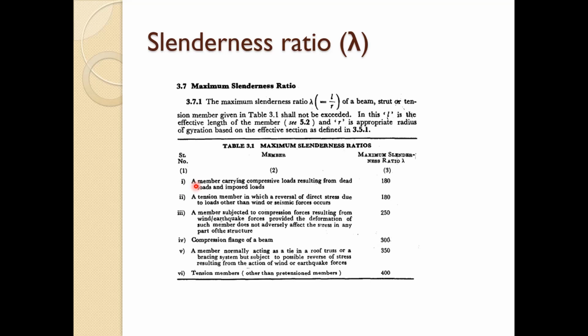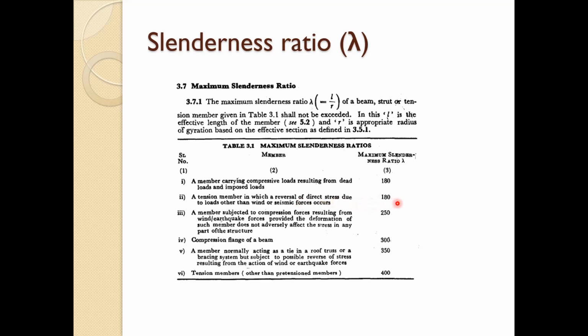So in order to provide rigidity to prevent undesirable lateral movement or excessive vibration, design specifications usually contain a limiting slenderness ratio for tension members also. In table 3.1, item 2, that is a tension member in which a reversal of direct stress due to load other than wind or seismic force occurs, the maximum slenderness ratio given is 180.